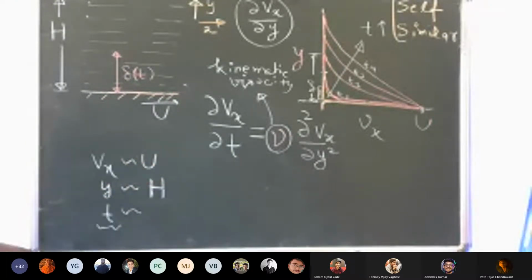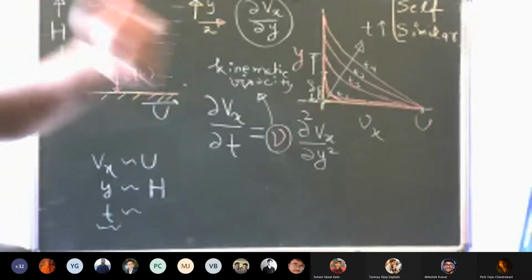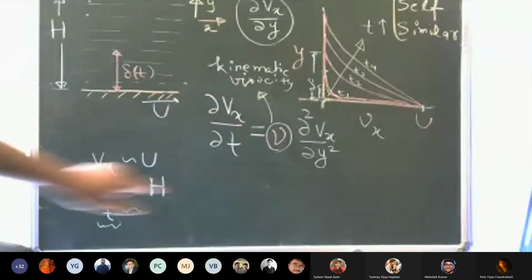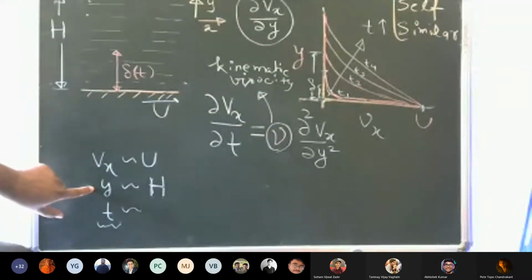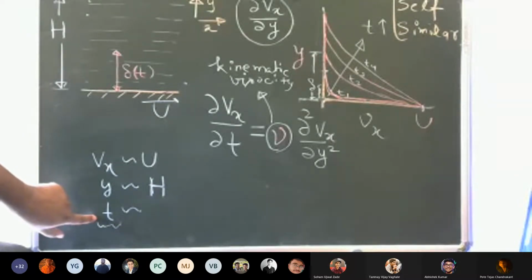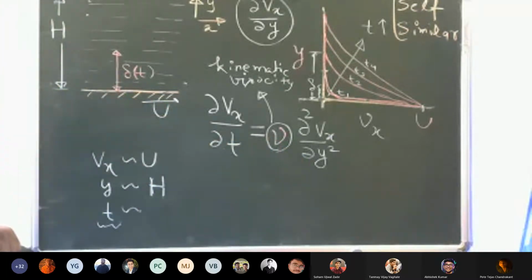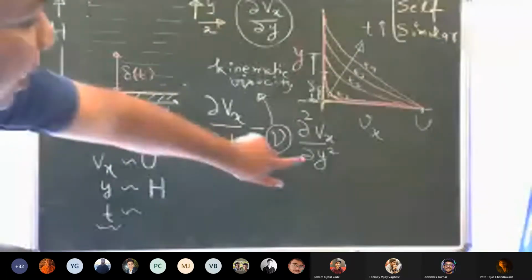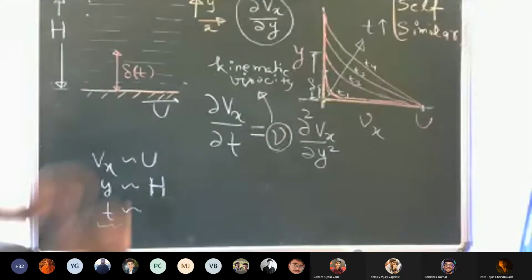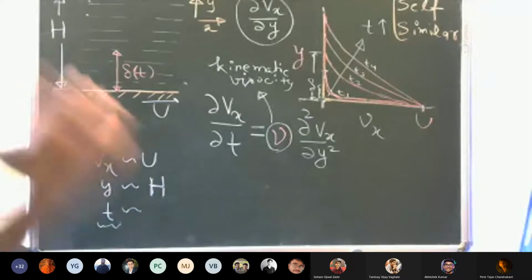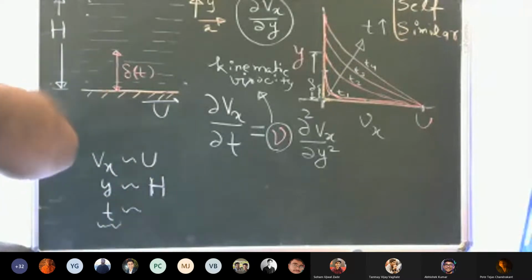Since you know the characteristic values or order of magnitude or rough estimate of the other two physical quantities, we should be able to get the order of magnitude of t, provided you are saying both terms are important for you. Since both terms are important, on both sides the order of magnitude of terms should be the same. And that is called order of magnitude analysis.